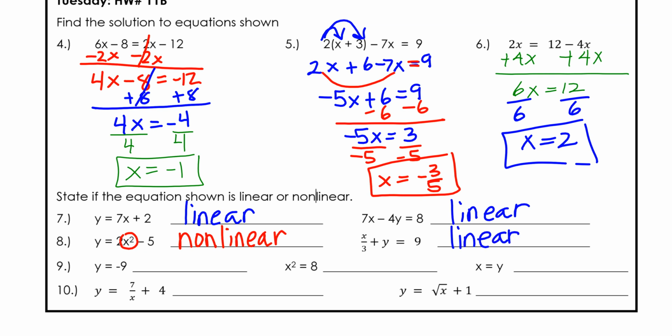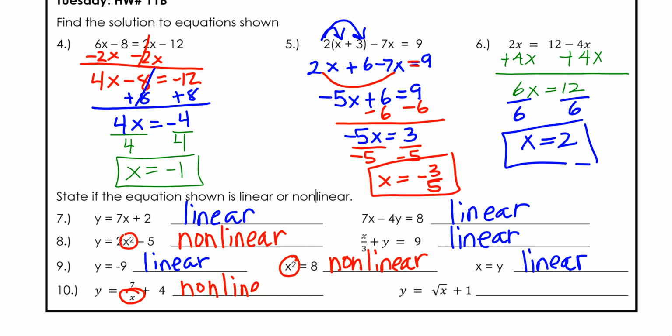Number 9 doesn't break any rules either. But this one, that breaks a rule. Can't have a power other than invisible 1. This one does not break any rules. This one breaks the variable in the denominator rule, so it is nonlinear. How about this one?